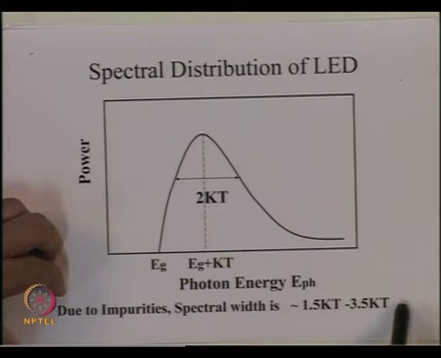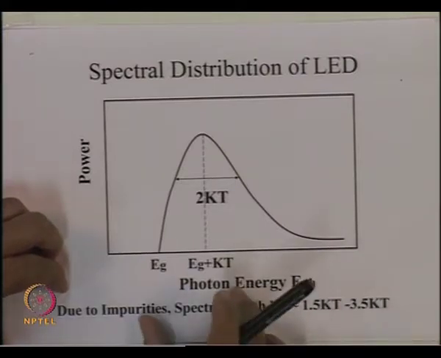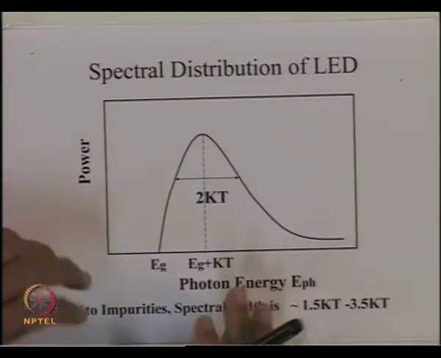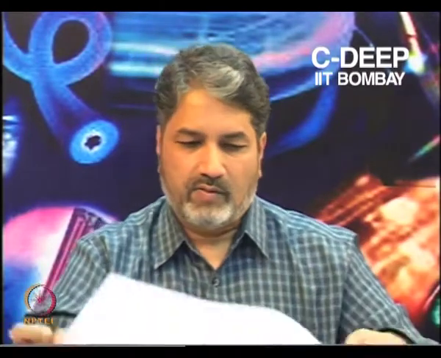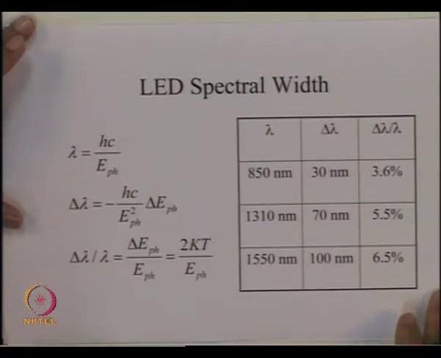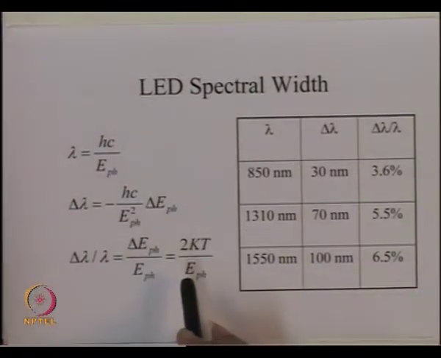So, depending upon the operating conditions, you may have a spectral width, and this spectral width will be independent of the material or the wavelength at which the emission is taking place. So, now I can ask quantitatively, having understood this, what is the spectral width which the LED typically has when the LED is operating at 850 nanometer or 1310 nanometer or 1550 nanometer.